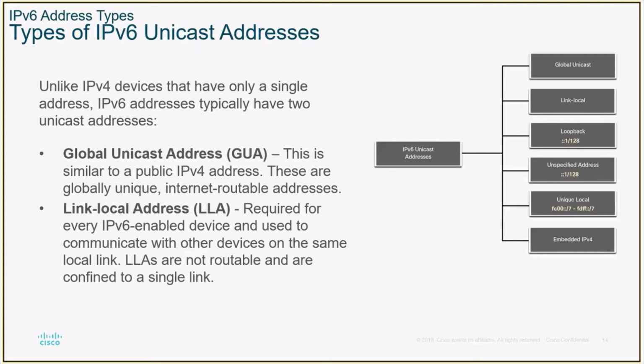With IPv6, they actually always have a link local address. Every host that's got IPv6 will have a link local address, and that is what is used to talk to hosts on the same subnet. All right.